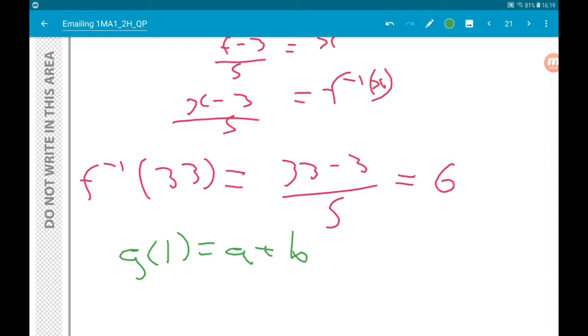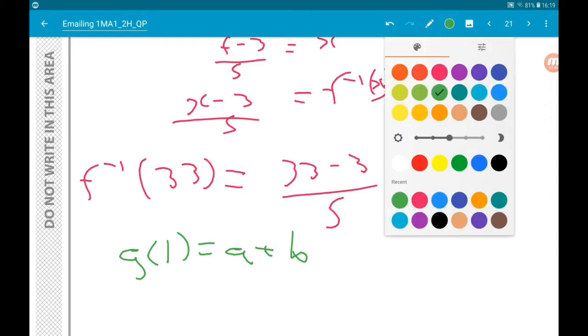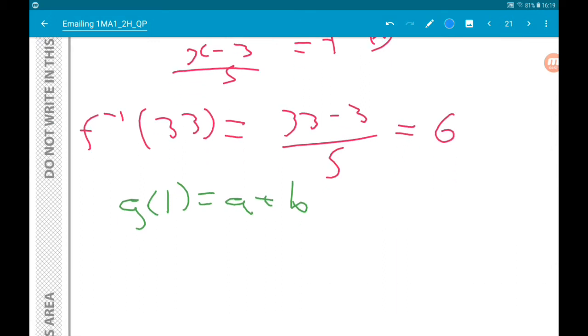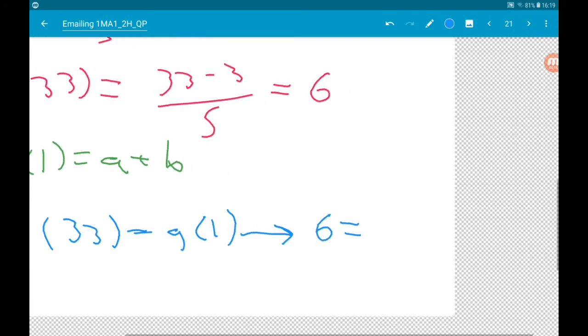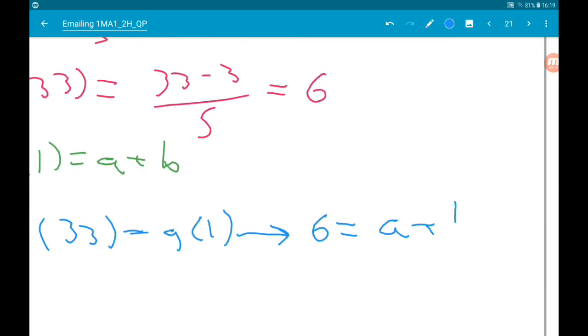Now, remember that we were told that f inverse of 33 was equal to g of 1. So we now know both of those things. So we now know then that 6 equals a add b, or a add b is equal to 6.